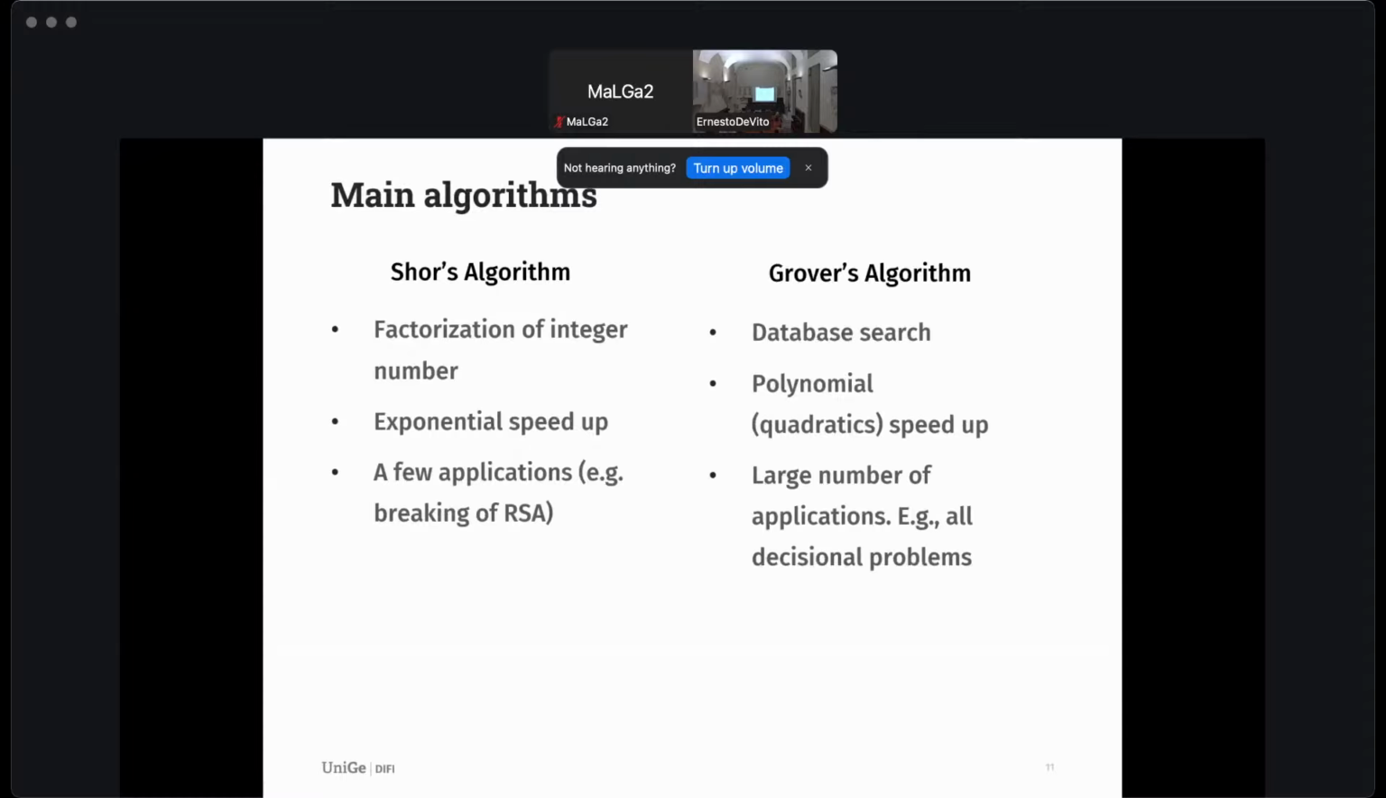So here the problem is that it gives us only a quadratic speed up, but the advantage is that it can be applied to many problems. Many problems can be solved with this Grover algorithm. But to give you an idea, these two algorithms were discovered in, I think, the mid-90s. So from the mid-90s, almost 30 years without a real breakthrough in the search for quantum algorithms. That gives you an idea of how hard it is to find a problem that can be solved with an advantage with a quantum computer.